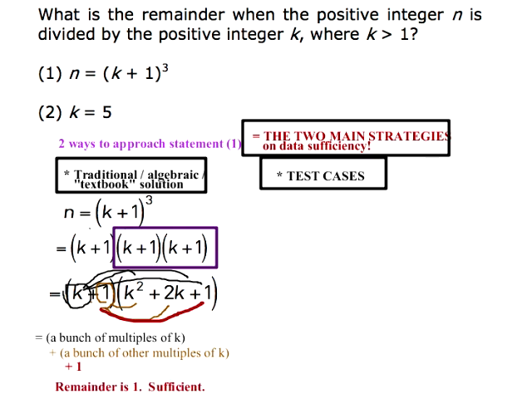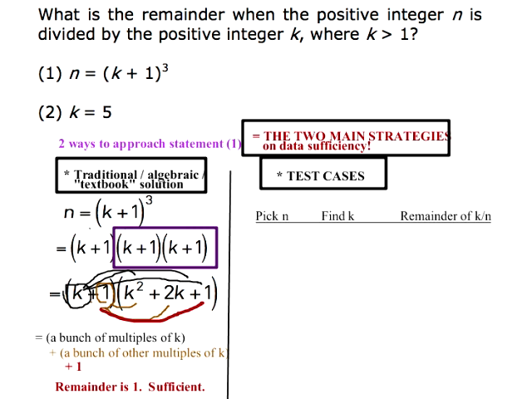That's sufficient. Now, if you get lost in that kind of approach, or if you don't really know what to do with the algebra, you can just test cases, right? So n is k plus 1 cubed, which means we should probably start by picking k, and then we can find out from there what n would be by plugging into that formula. So pick k, find n, and then what's the remainder of n divided by k?